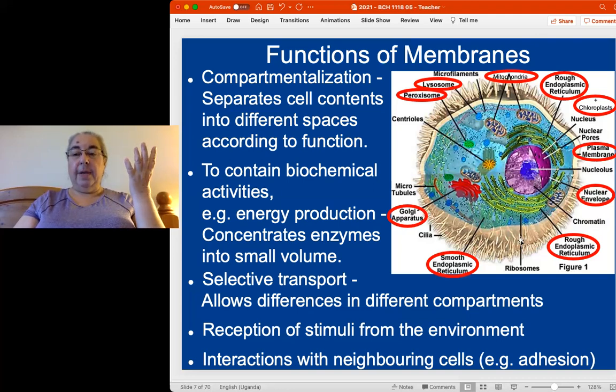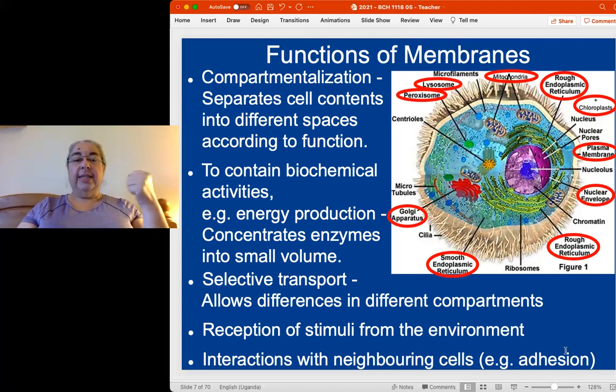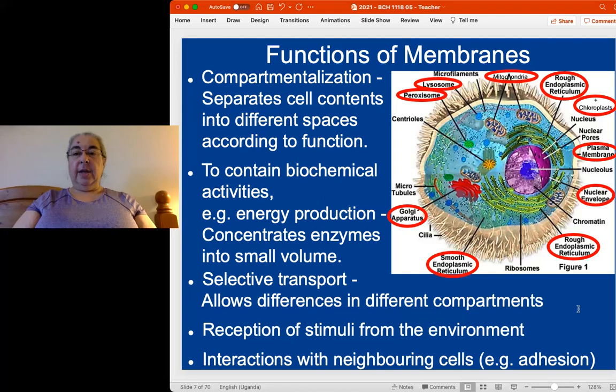And then if we think of the cell as part of a multi-cellular organism, cells interact with other cells. They interact in many different ways. I've given adhesion, sticking together, as an example here. If we think of a large number of cells in a tissue, that tissue has its structure because the cells interact with each other. They're stuck together, they're adhesive. So membranes are very important in a lot of the things that cells do.